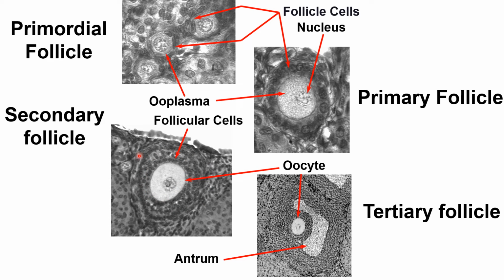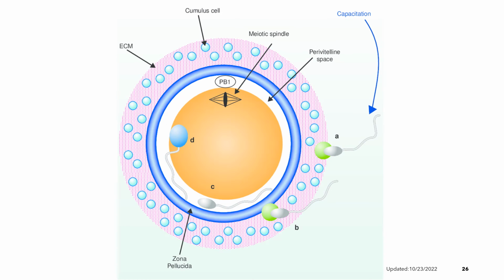And for the tertiary follicle, it is differentiated by the presence of the antrum. So this is the antrum, a fluid-filled part of the tertiary follicle, with differentiated layers of follicle cells. So there are more follicle cells that surround, for example, the oocyte. A structure that can be found in a follicle is the zona pellucida.